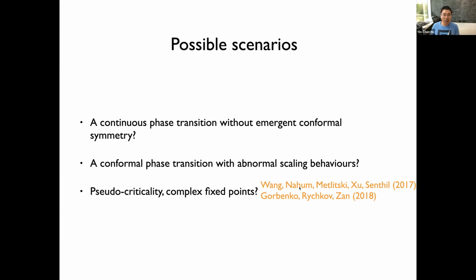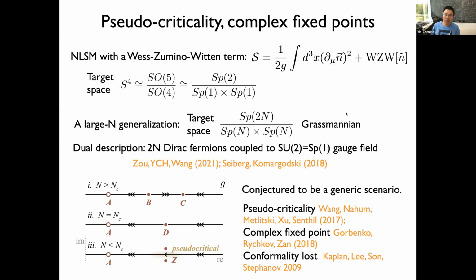And in this scenario, there are various ways to understand it. The approach that I would take is to think about a special type of larger generalization of this SO(5) nonlinear sigma model formulation for the deconfined phase transitions. As I said, for deconfined phase transitions, you can consider a nonlinear sigma model on a target space S^4, that is SO(5) quotient SO(4), or a Grassmannian that is Sp(2) quotient Sp(1) times Sp(1), right?